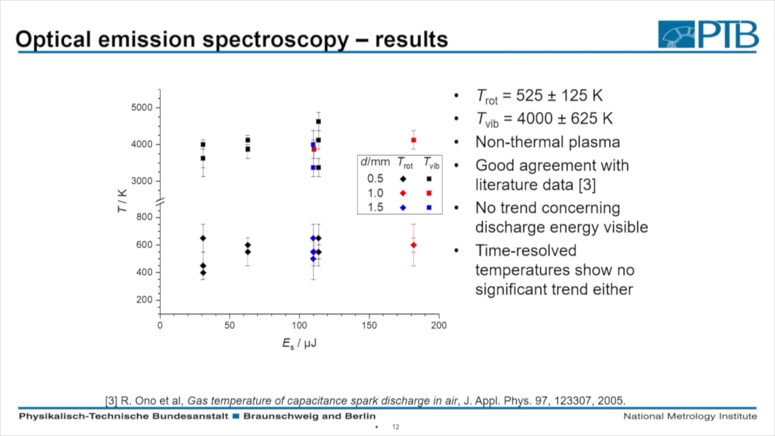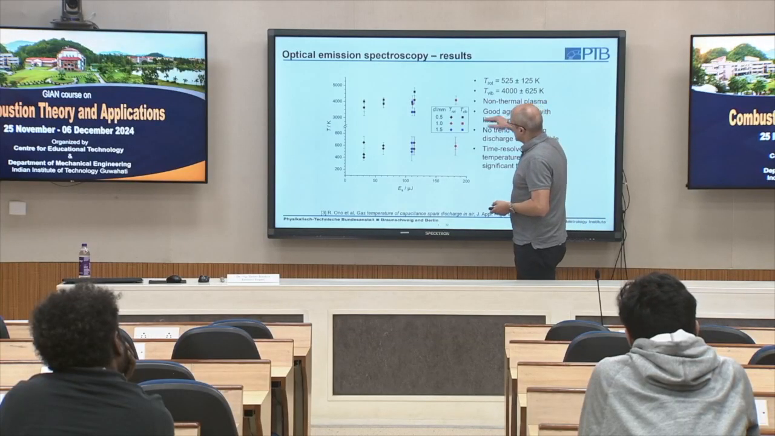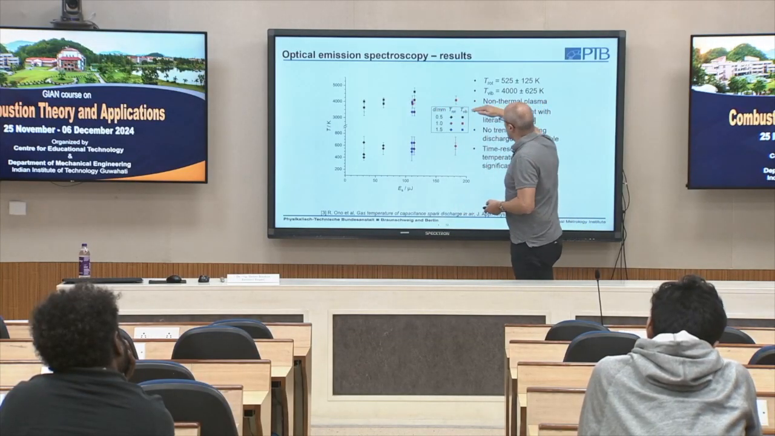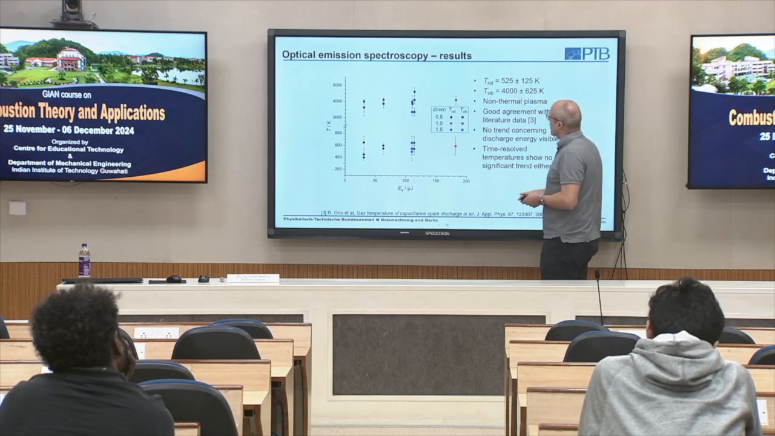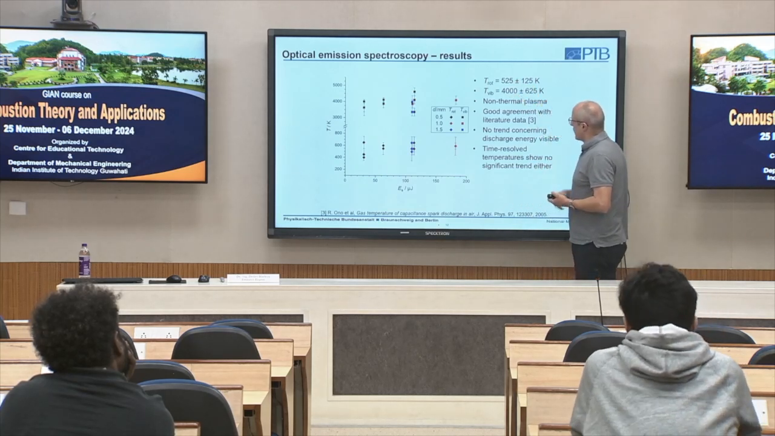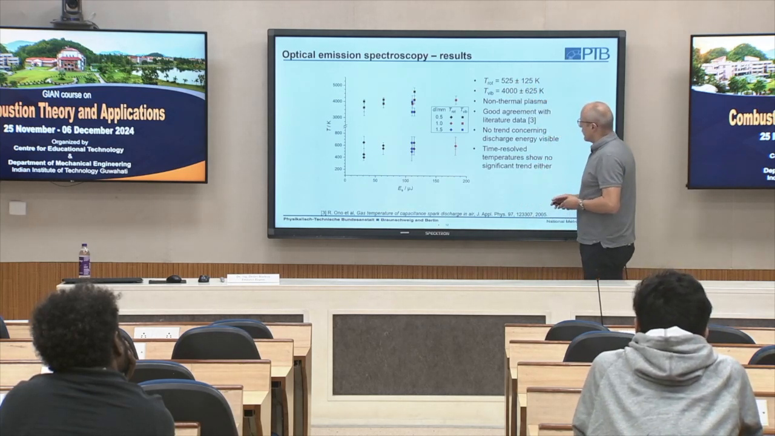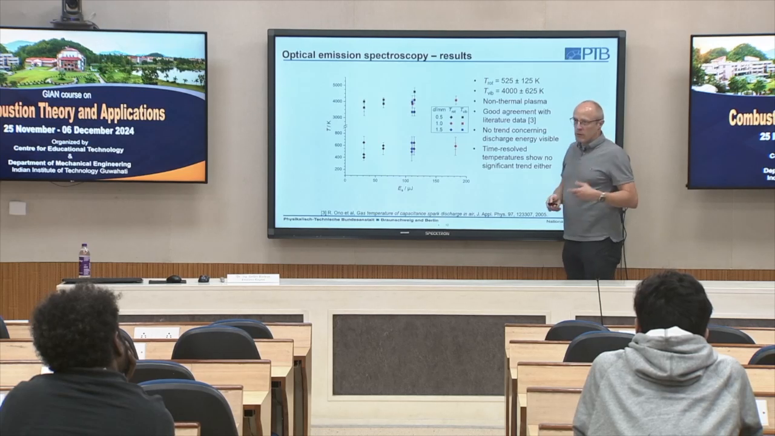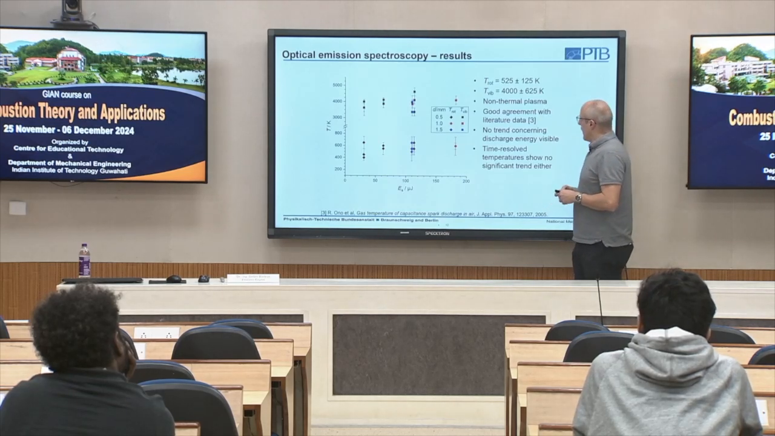So the rotational temperatures are always around 525 degrees Kelvin, sorry. And the vibrational temperatures are at much higher levels, so 4000 Kelvin. That means, of course, we have a non-thermal plasma, and this is in agreement with literature.